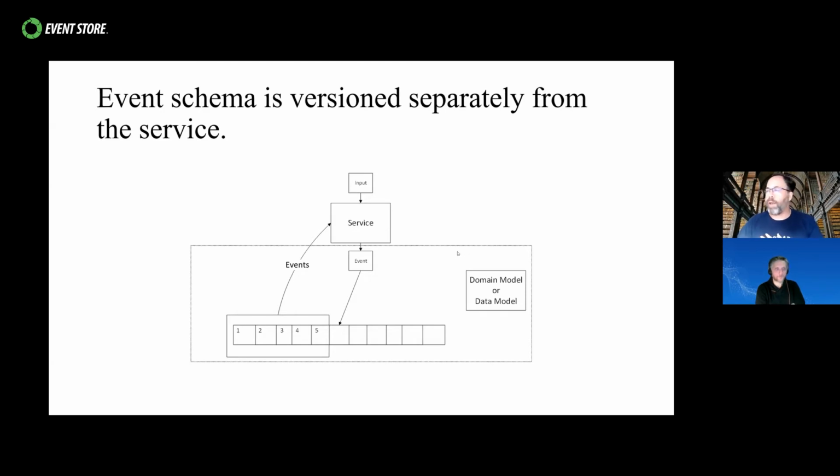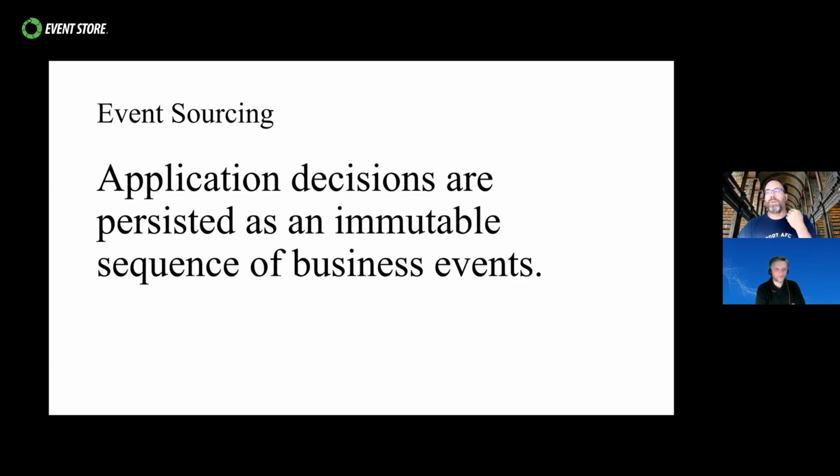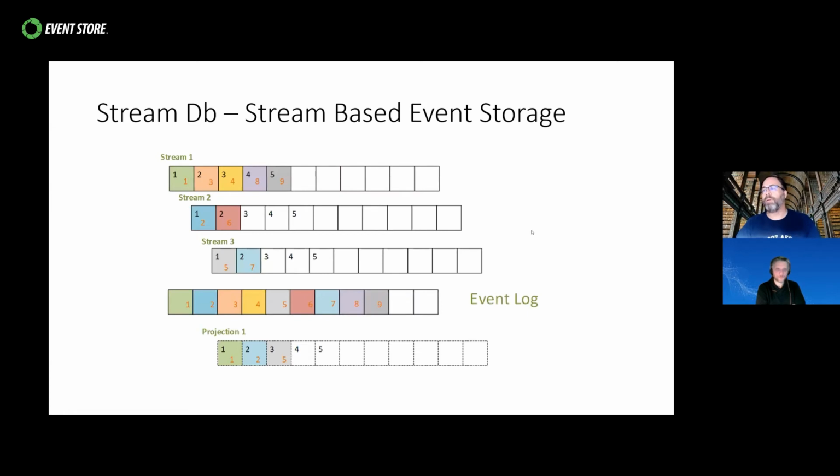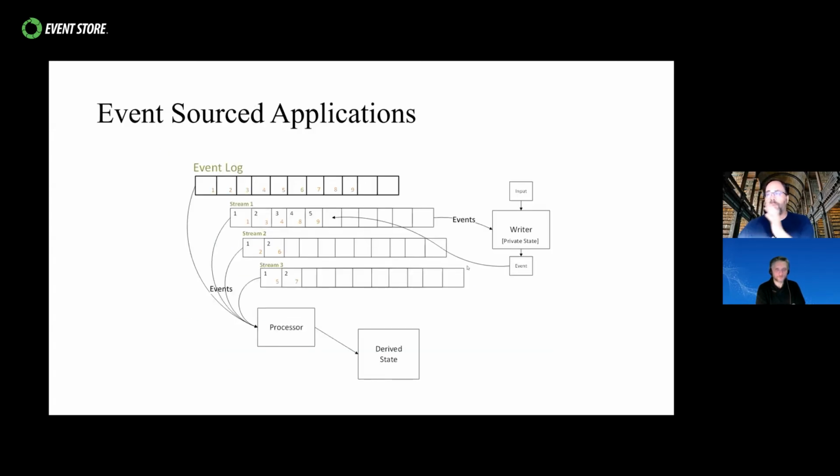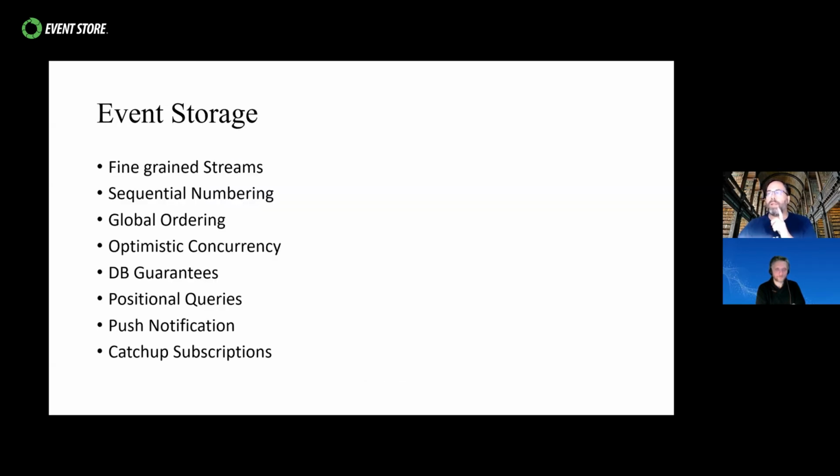I had a slide to cover all of that. So applications are decisions in a precise, immutable sequence of business events. What did the business decide? What happened? Account was opened, a credit card locked, package added, shopping cart modified, right? What happened? Inventory corrected. So a stream database takes a log and divides it into streams, right? And then we also have projections. So that's how we build event sourced applications using these fine-grained streams. And this is what we're going to get into here.